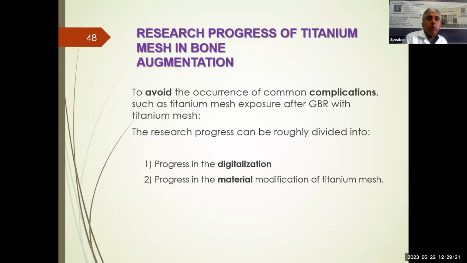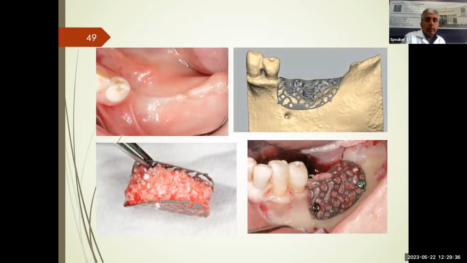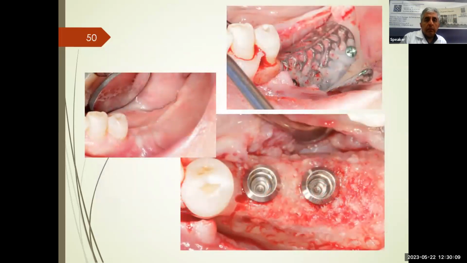Nowadays research in bone augmentation with titanium mesh is focused on two things: digitalization and material modification of titanium mesh. You can see this in this picture. We can estimate the exact size for the graft material. We can even imagine the exact size of the implant and the volume of material which will be needed, and even the screw sites for fixing the titanium mesh. All of these things can be estimated and calculated before surgery. And that's the outcome of good planning of the titanium mesh.